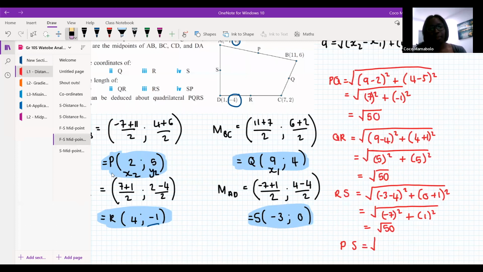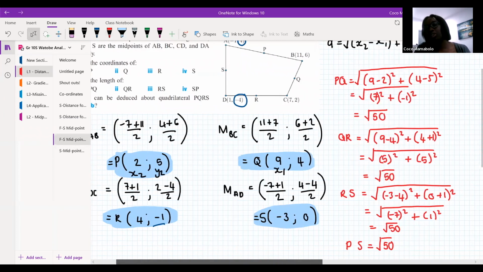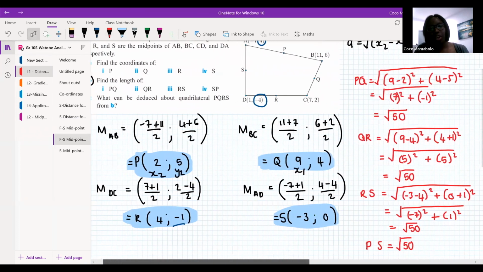I hope that makes sense. You get to choose whichever one you want to go first. And I'm guessing that PS will also be the square root of 50. So you will notice if you did it the other way around, you're going to get the exact same answer that I got. It doesn't matter in which order you put your X2 and your X1, as long as your X2 and your Y2 are matching and your X1 and your Y1 are matching.